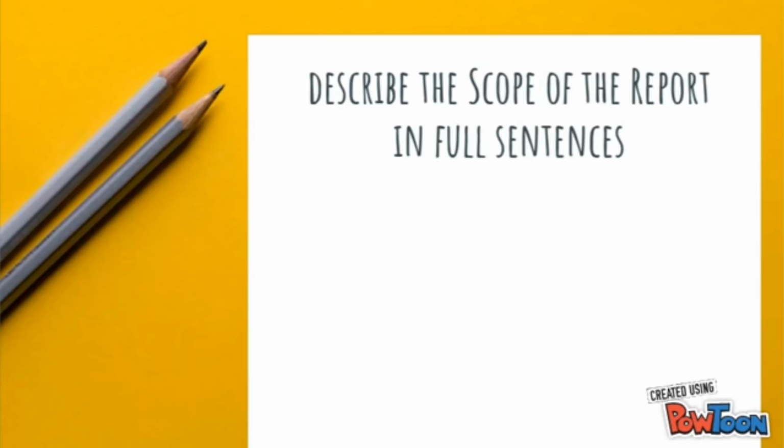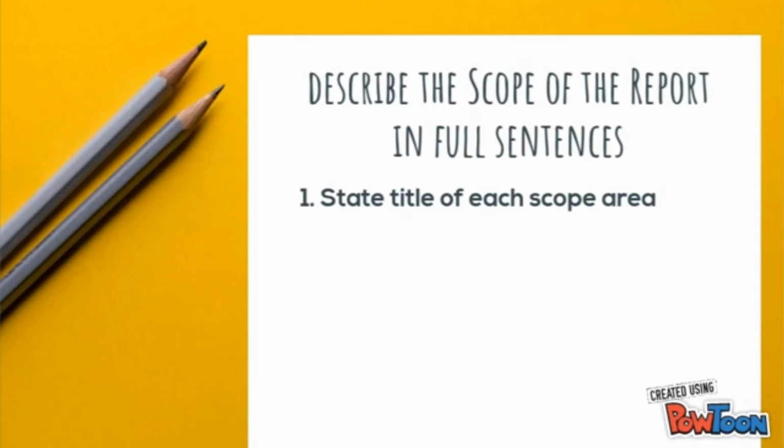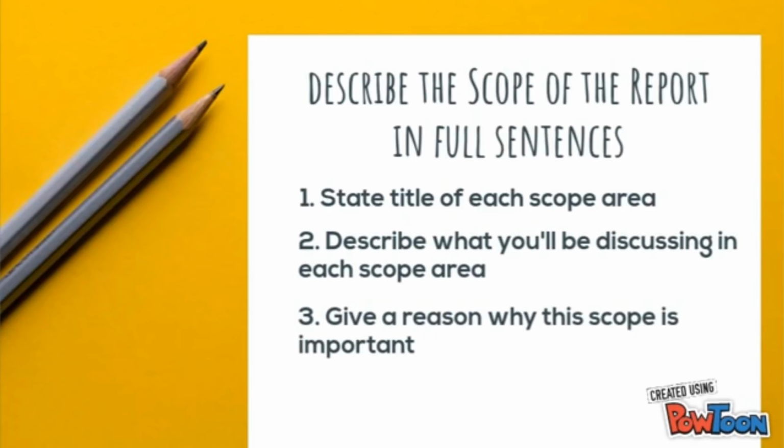As you can see, it's not enough just to list the scope areas in your report. Your reader will need you to describe the areas you've chosen to cover. You may have noticed that I just gave you a description of each scope area and why that scope is relevant to the report. Likewise, in your report, describe each scope area in full sentences, first stating what the title of the scope area is, what you will be discussing in each scope, and end each section with a reason why this scope area is relevant to the report's purpose.